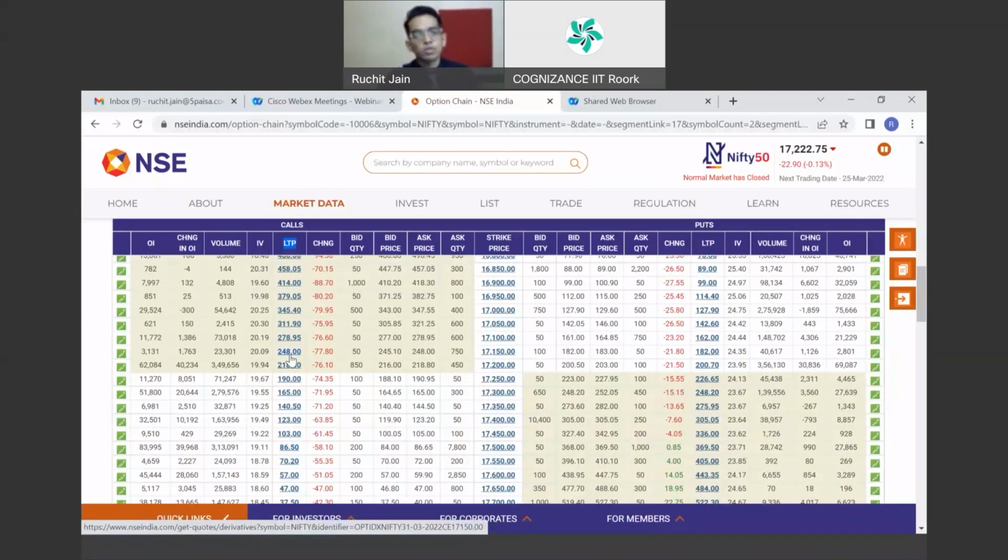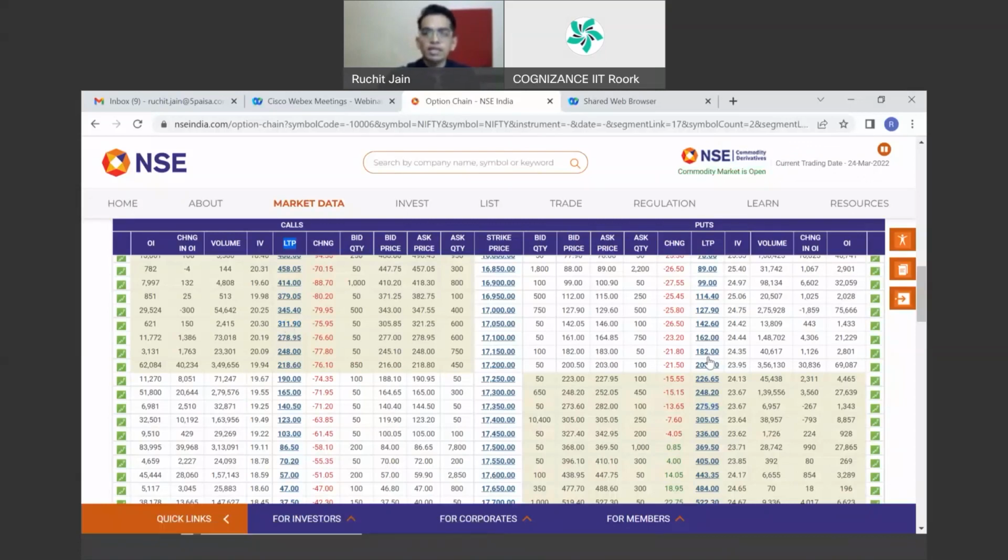These are the put options premium. 17,200 at the money put option is 200 rupees. Let's go out of the money first, which are in white background. 17,150 is 182, then 162, 142, 127. The more you go out of the money, the premiums are cheaper. And the more you go in the money, over here also the premiums are expensive.